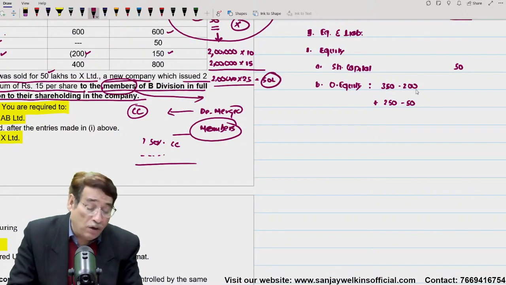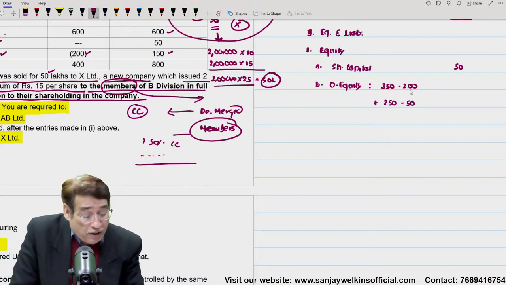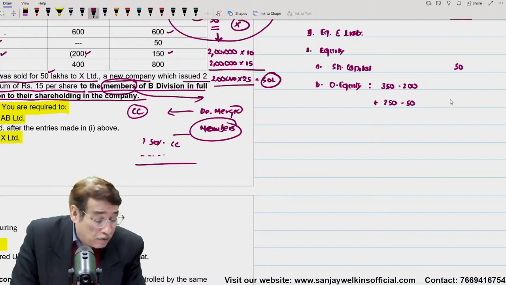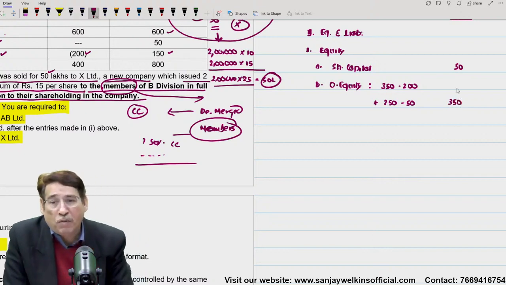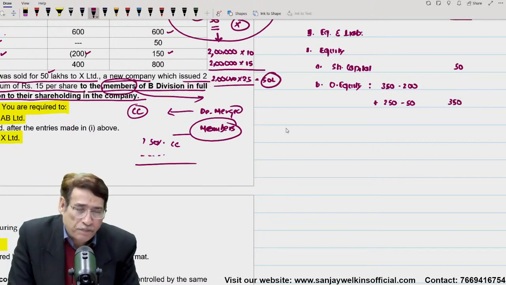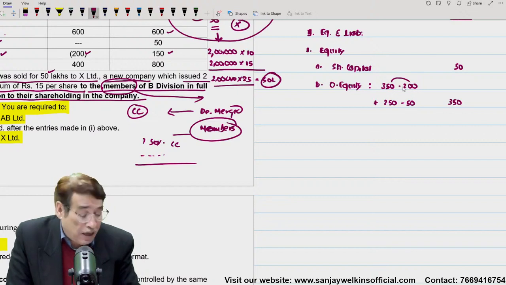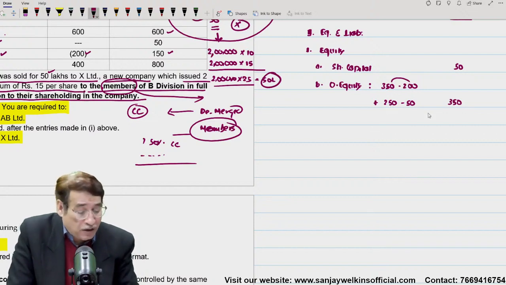Is it clear to you or not? Ultimately, in the outer column, how much are you going to reflect? 400 minus 50, that is equal to 350. So 350 you are going to reflect in the outer column. I hope this particular point is clear. This is the balance given in the balance sheet, 350 minus 200, and this we took from the entries. Is it clear to you?